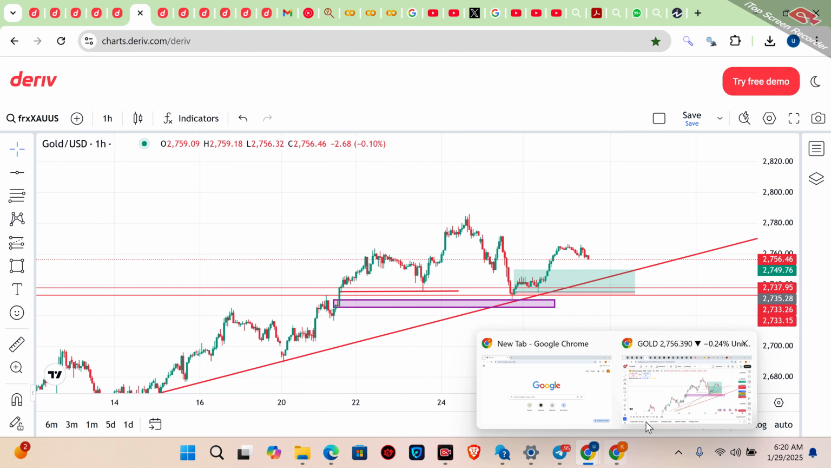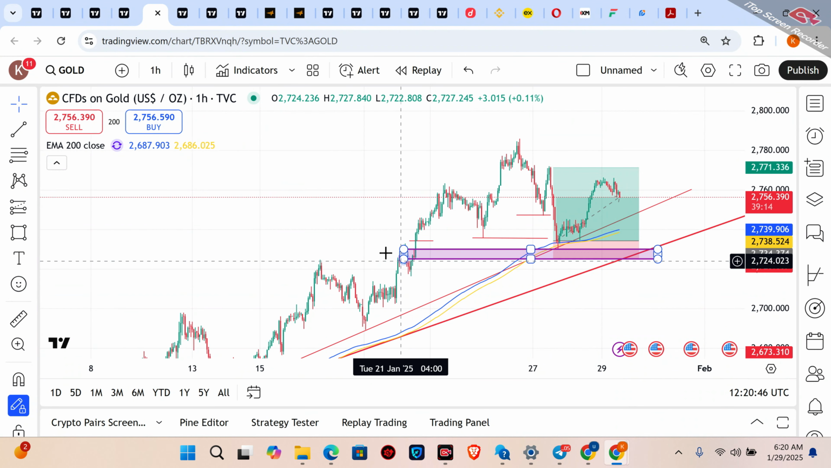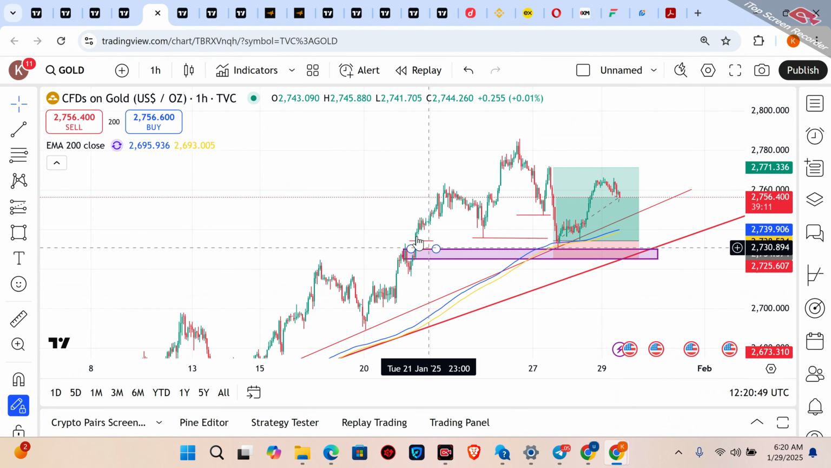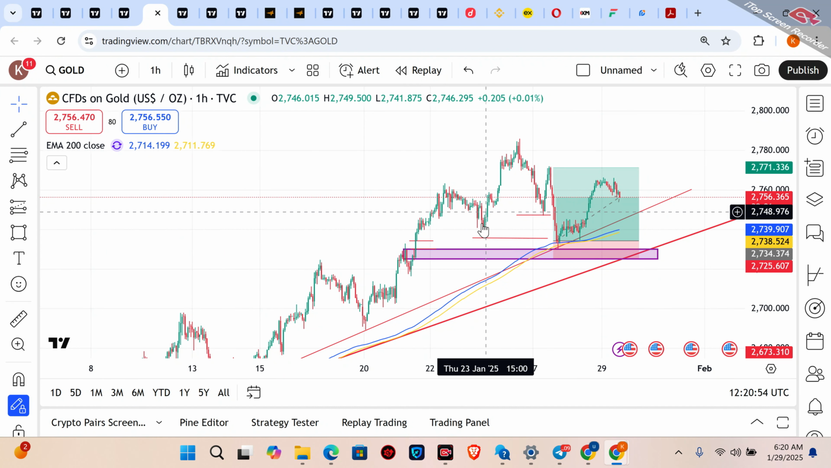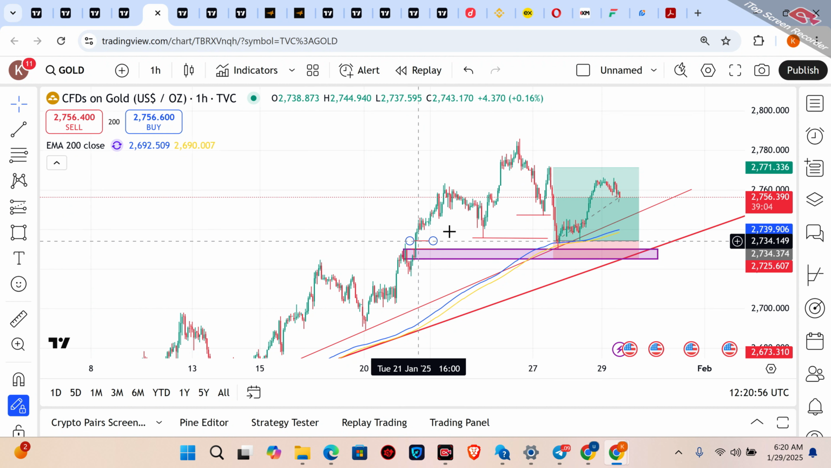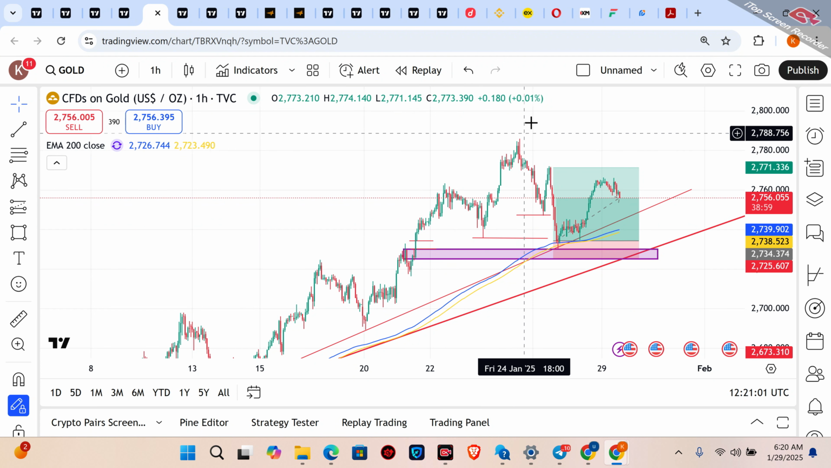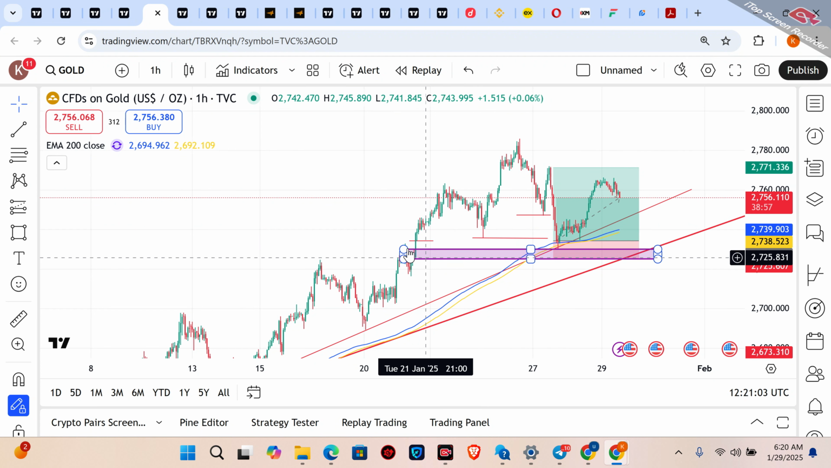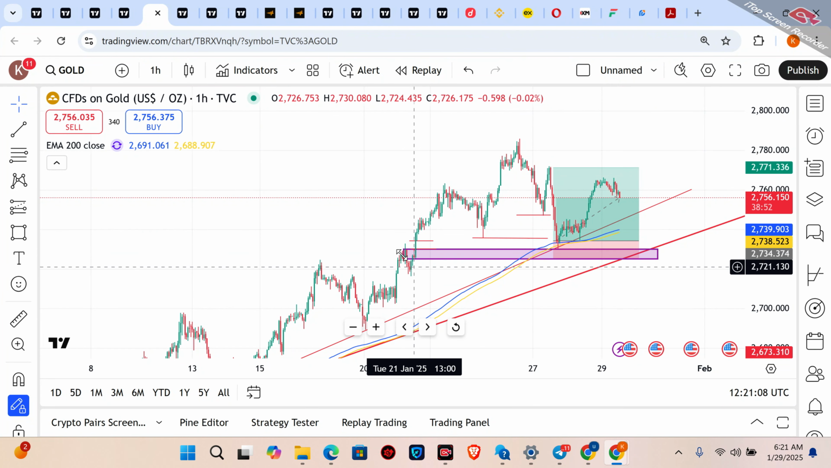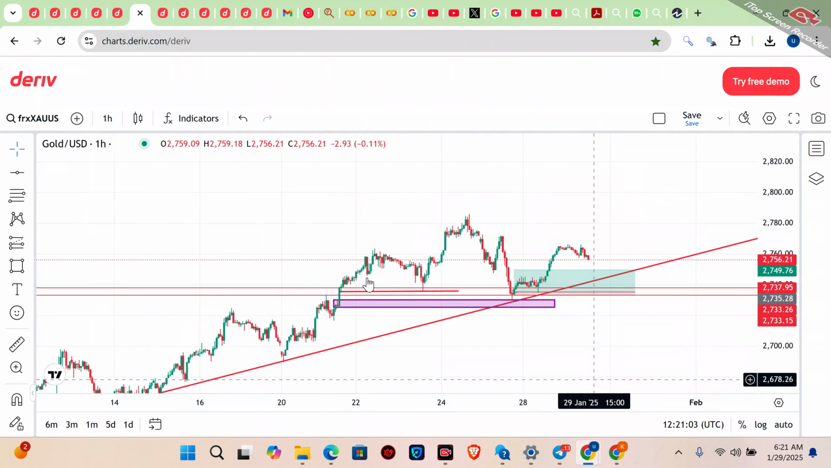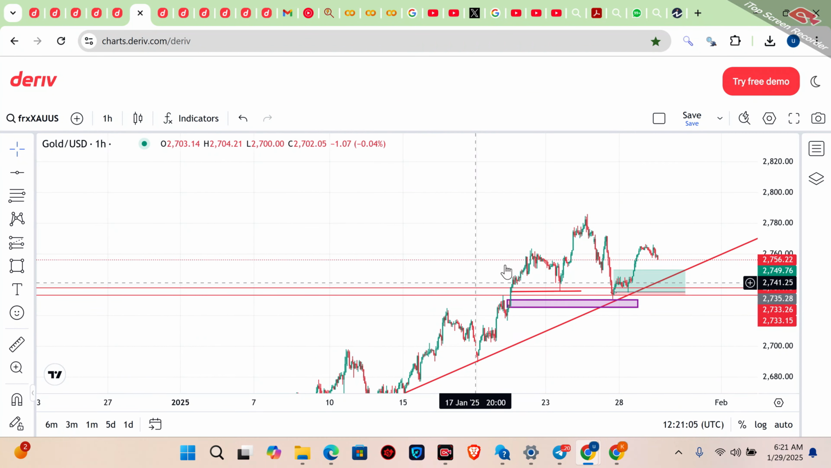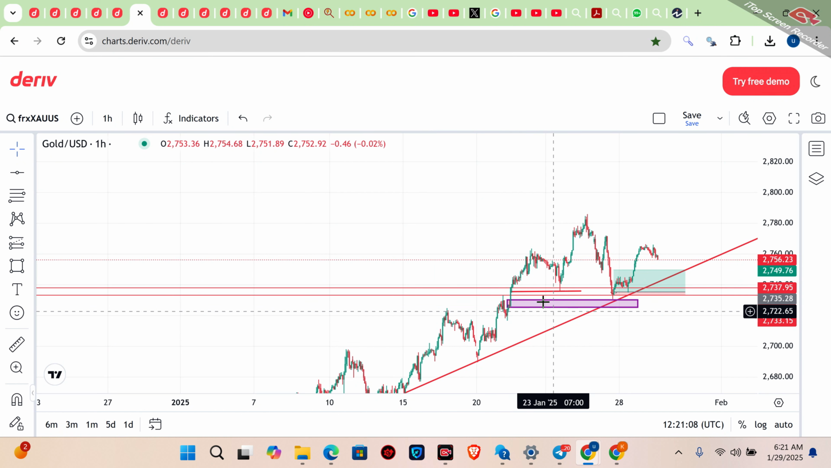Wait, let me take it to this chart. You can see I marked the FVG here. This created an FVG here, but when it retraced back, it didn't tap into the FVG before creating another high. So it was obvious the market was going to come back to this last order block, this FVG, the order block that broke this level.